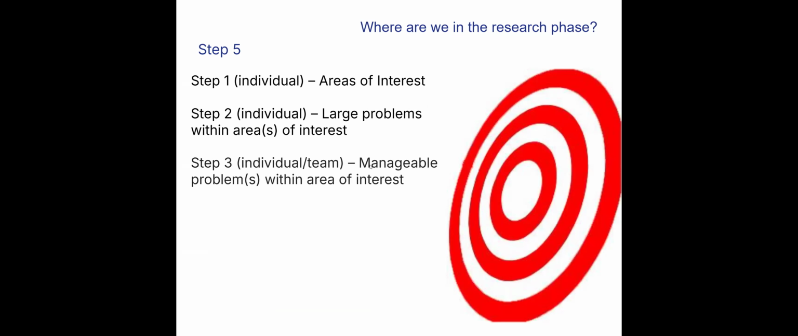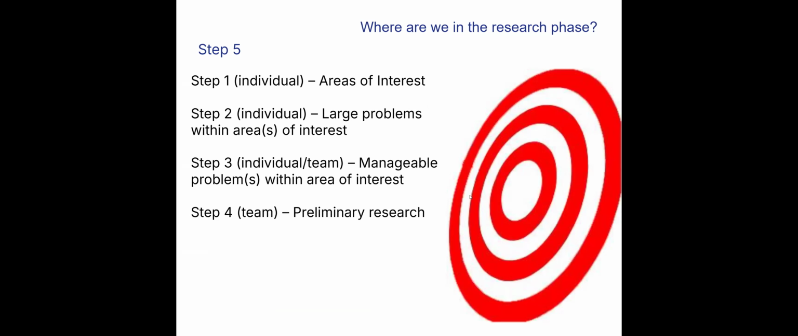So we're going to start out with the individuals looking into their areas of interest. So this is what are my three loves. And then under each one of the three loves, individually, they're going to come up with their large problems within the area of interest. This is where they're going to start doing the teaming up and getting things down to more manageable problems within the area of interest.